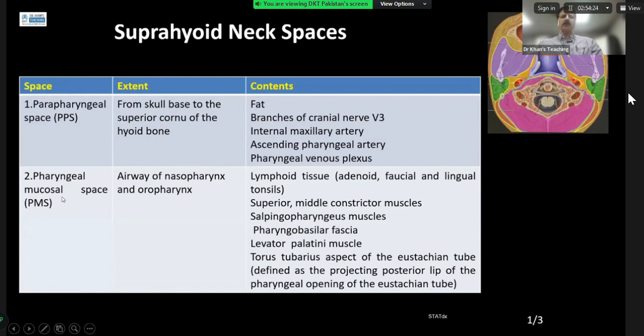Pharyngeal mucosal space, airway of the nasopharynx and oropharynx. Actually, this is the mucosal space of nasopharynx, oropharynx. And when we are dealing with carcinoma of the oropharynx, nasopharynx, we still use the old terminology, nasopharynx, oropharynx.